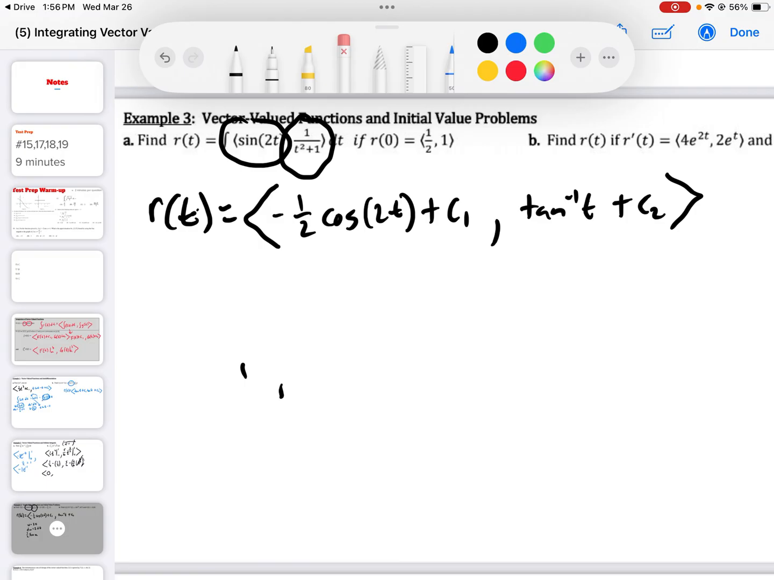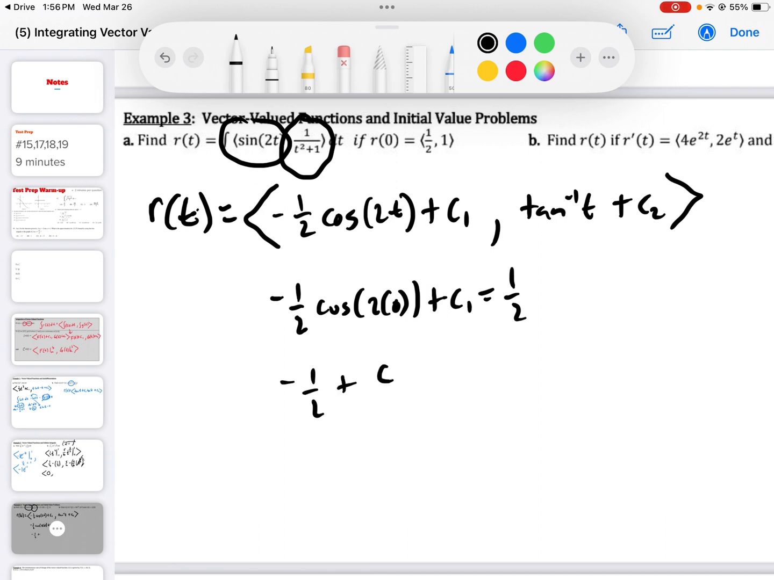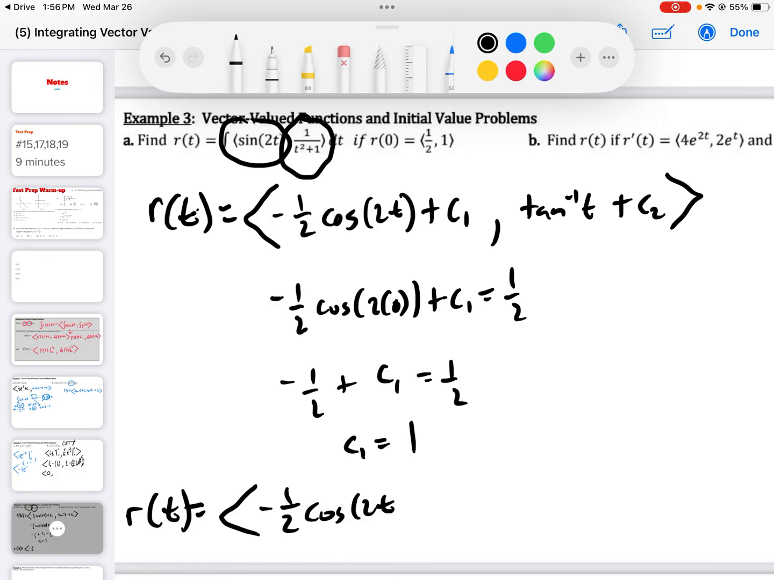So if I just said find r, just integrate both sides or each part. But this time it gives you an initial condition. It says if t is 0, then the x component is 1/2. So that means if I plug in 0 for t, I should get 1/2. So that gives us an initial condition to find c1. Cosine of 0 is 1, so it's negative 1/2 plus c1 is equal to 1/2. Add 1/2 to both sides. c1 is 1, so r of t is equal to negative 1/2 cosine of 2t plus 1.